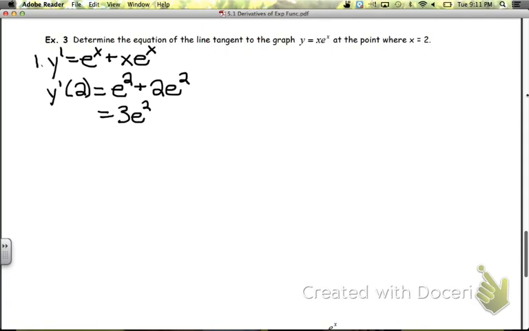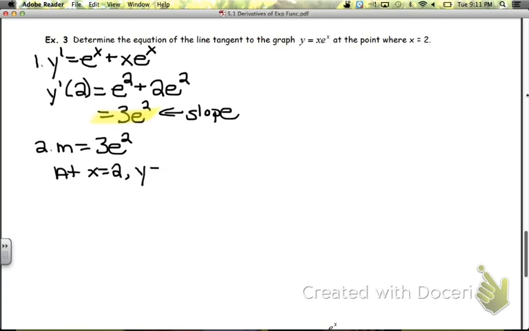Now what does this tell me? So remember, this tells me my slope. So in number 2 here, second step, we have our slope is equal to 3e squared. Now another thing we need to know, at x equals 2, what is y equal to? And y, we can sub in 2 there, is equal to 2e squared.